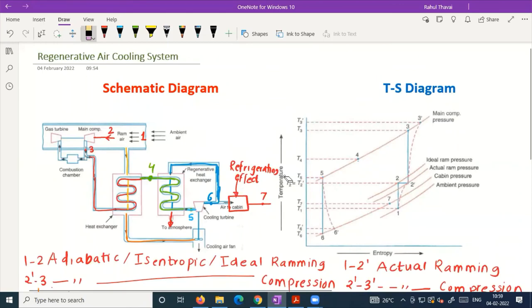With this, we will finish the first module. With these topics, we are finishing the first module. In the next lecture, we will start with the second module, that is basically the vapor compression system and vapor absorption system. If you have any doubt or difficulty, you can let me know. And we will conclude the session.